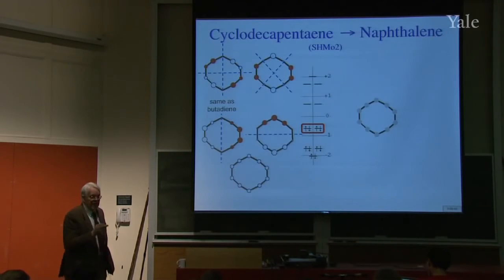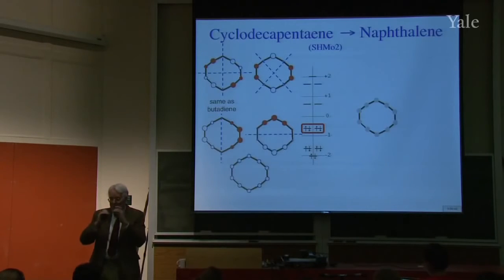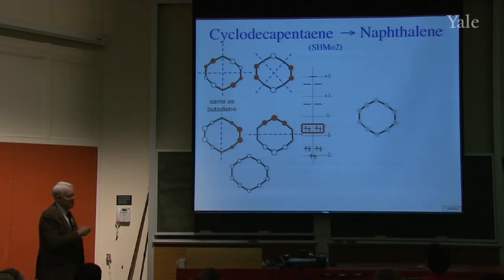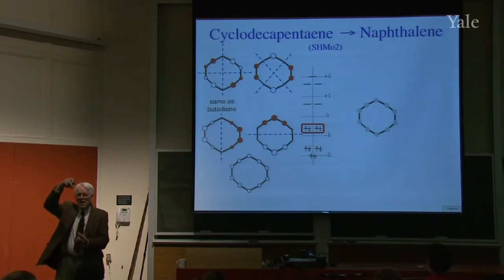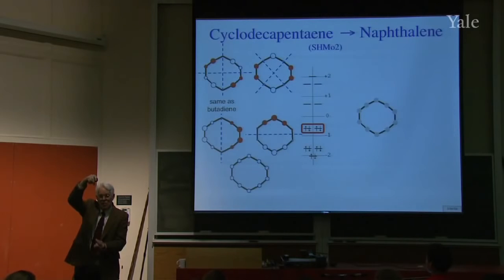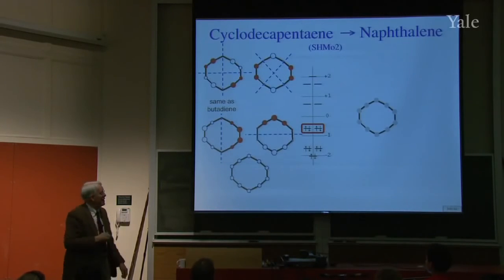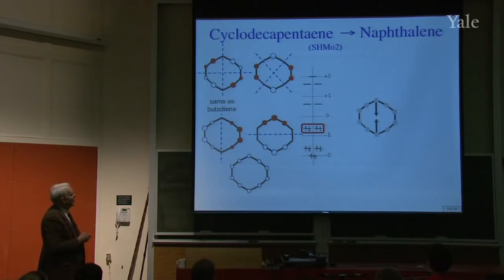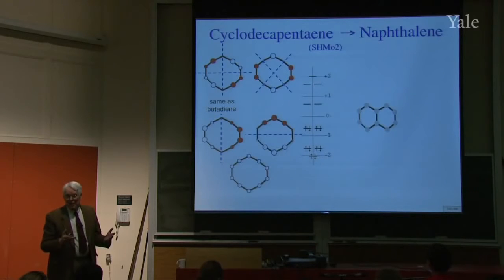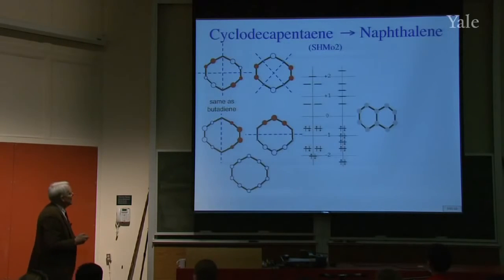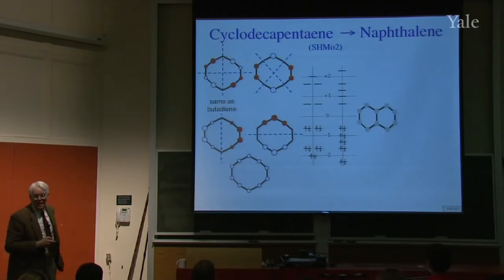Now, naphthalene is 2 benzene rings next to one another. How can you go from this to naphthalene, to 2 6-membered rings? What you can do is take the atom that's in the middle on the top and the middle on the bottom and pull them together so they overlap, like this. So then you have 2 benzene rings together. That's naphthalene, right?